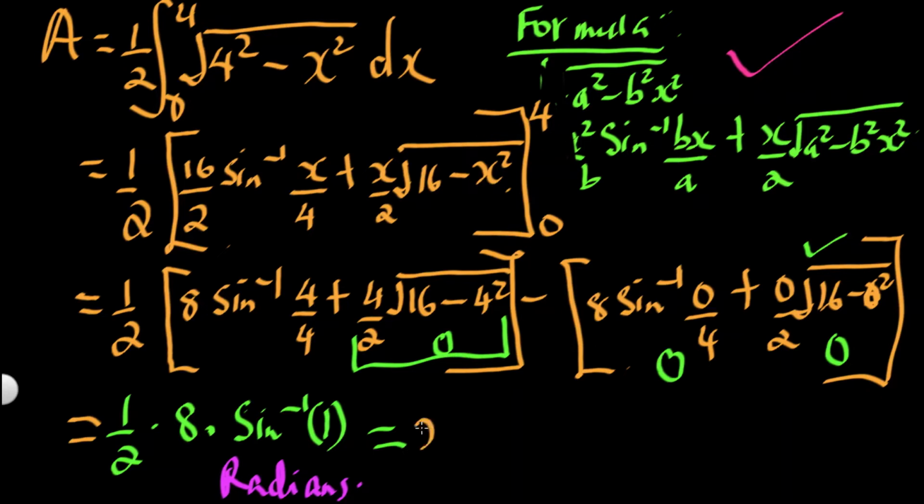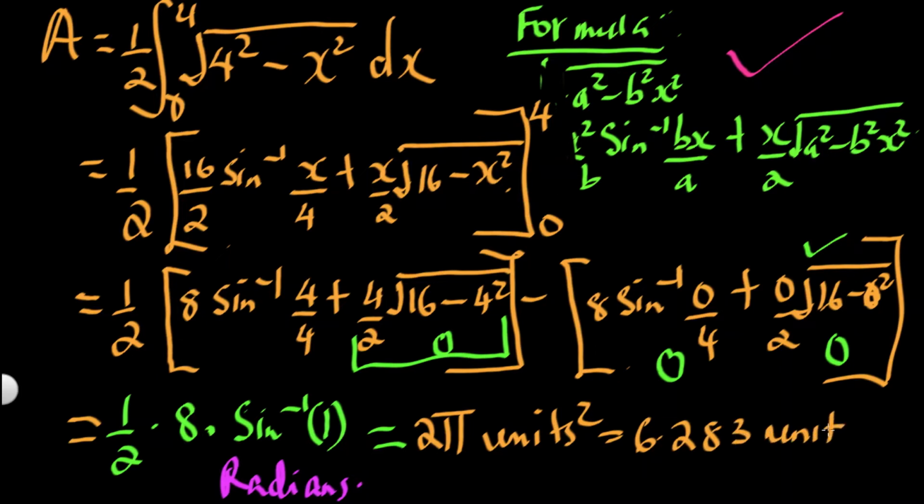So our answer here is 2 pi, because it's area, units squared. If you are required to give your answer to 3 decimal places, you just convert it to 3 decimal places. That is 6.283 units squared. This is how you solve this kind of question. I said and I repeat, you usually rely on your formula sheet to get these integrals right. Just don't forget to use your formula sheet to get the integrals right.